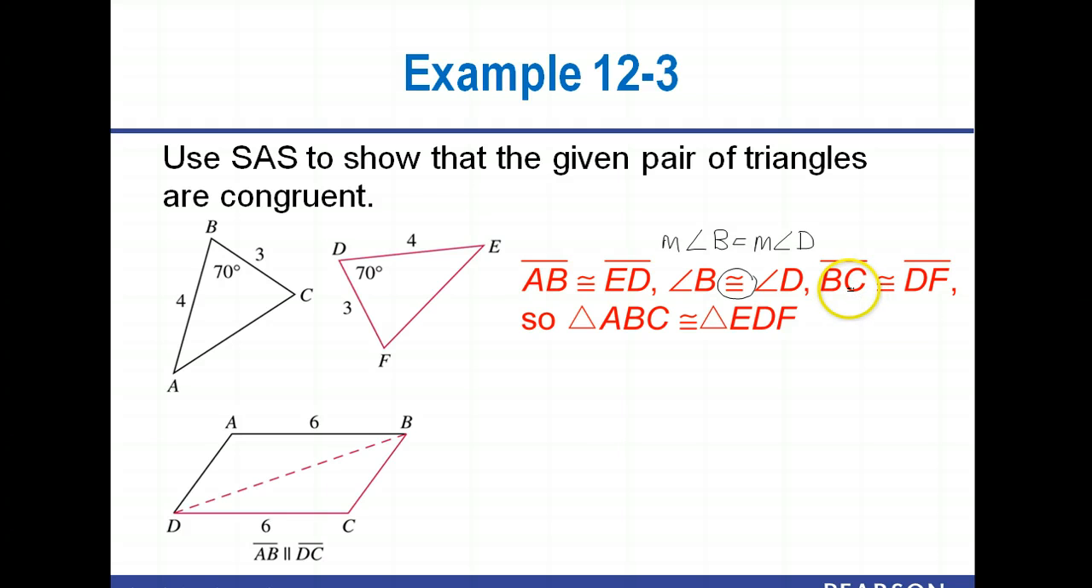We also have BC being congruent to DF, because they both equal C. So notice that's side, angle, side, where the angle is included between the two sides, and we have side, angle, side, right? So by side angle side, we know that these two triangles are congruent. Triangle ABC is congruent to triangle EDF.